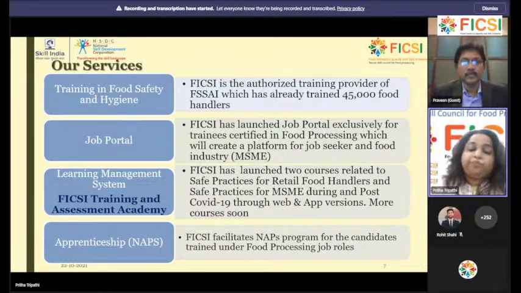We are an empanelled training partner, and we have an MOU with FSSAI for providing trainings on FOSTAC and incorporating the FOSTAC trainings across all the skill programs that we undertake in the country.